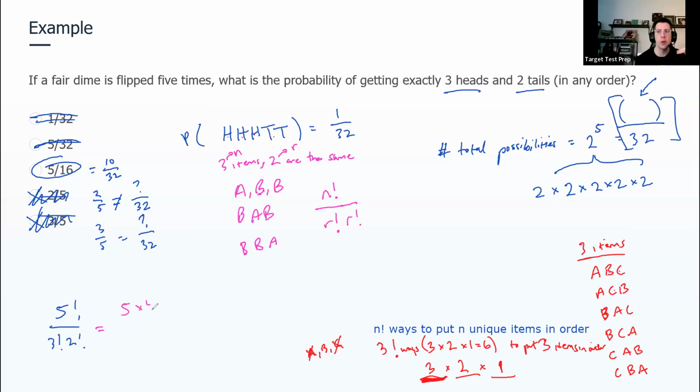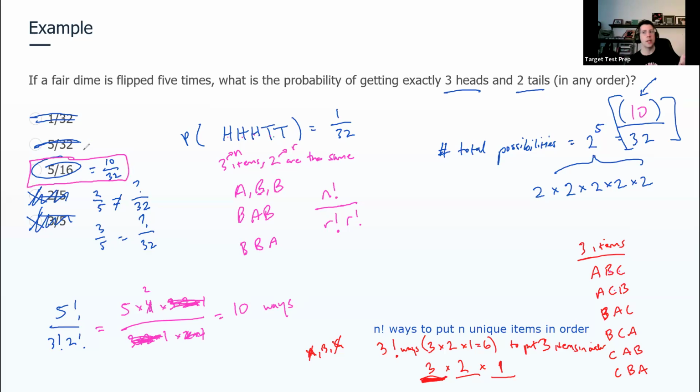So this is 5 times 4 times 3 times 2 times 1 over 3 times 2 times 1 times 2 times 1. So that cancels out with that, and then that's 5 times 4 over 2. So I can cancel out that, so that's 5 times 2. So that's 10 ways. So 10 out of 32, which reduces to 5/16. That's the shortcut to calculate.